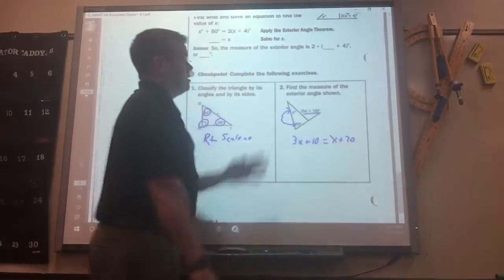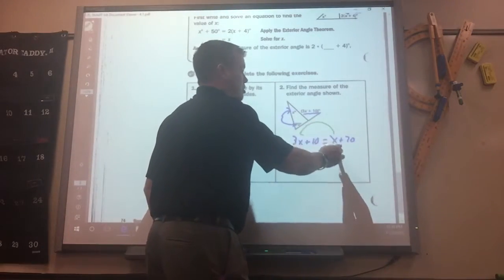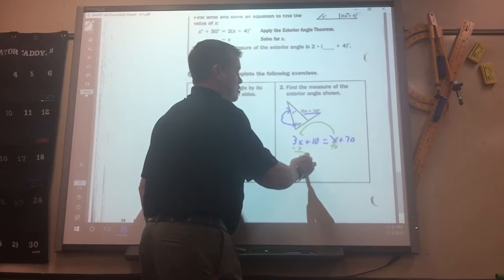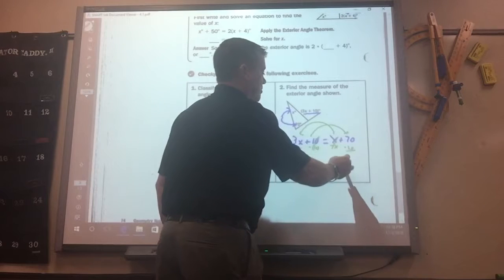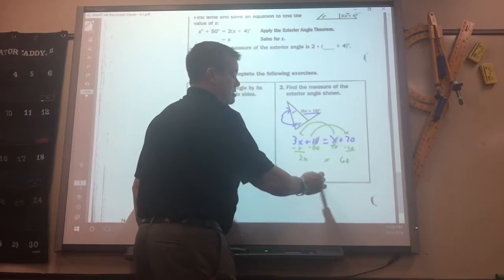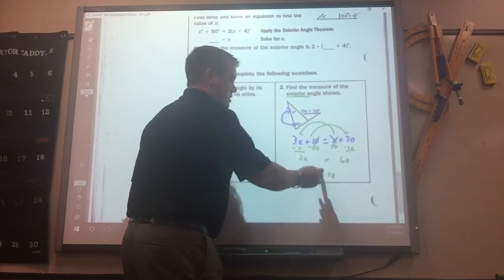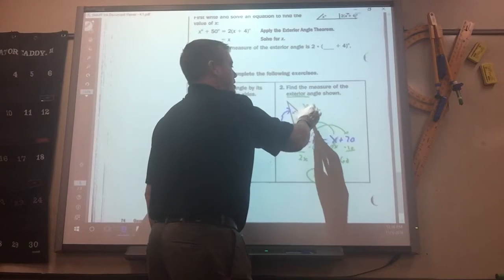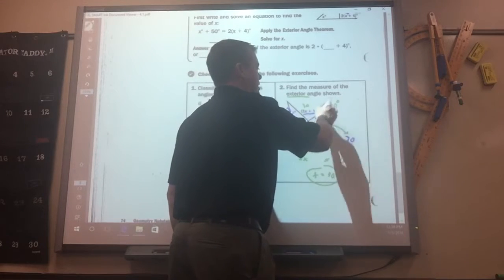So you got to write the equation out like that and solve it. So move this over here. 2x, get the 10 over there. It's a plus, so minus 10. 30. So x is 30. Now this particular one, they asked for the actual exterior angle. So you put 30 in there. 3 times 30 plus 10 is 100.